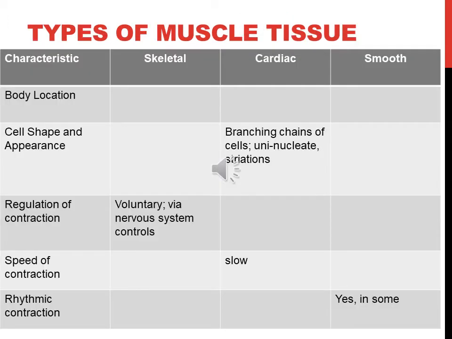And briefly, a review of our types of muscle tissue. We did this back in lab, it seems like forever ago now. We have 3 types of muscle tissue: skeletal, cardiac, and smooth. I'm going to go through each one at a time, help you fill in these boxes on this slide here. So first up, our skeletal muscle.